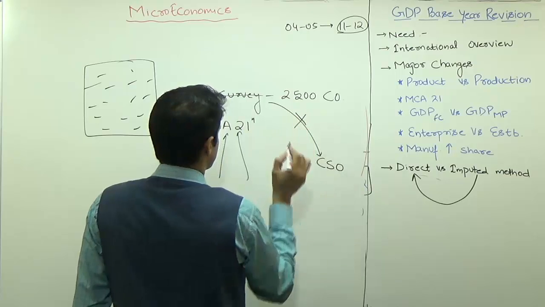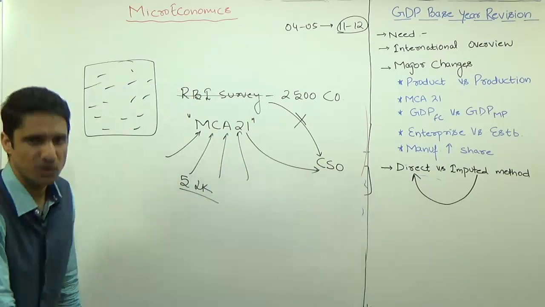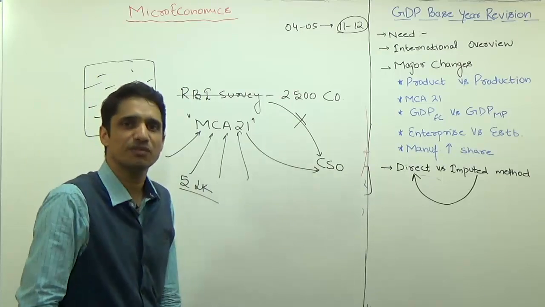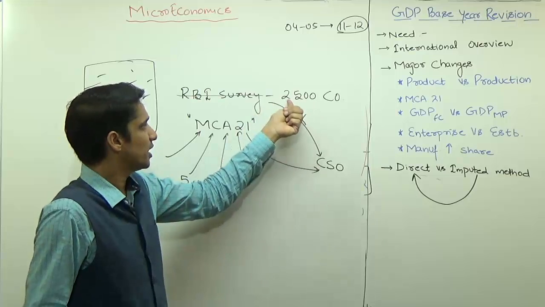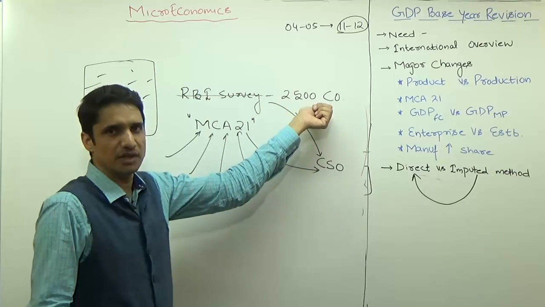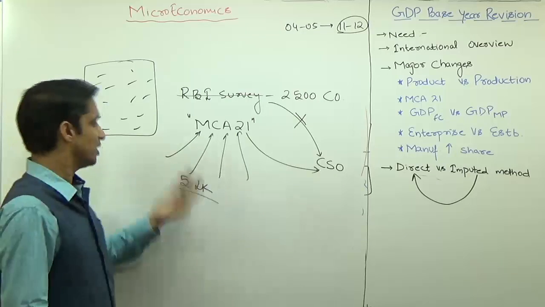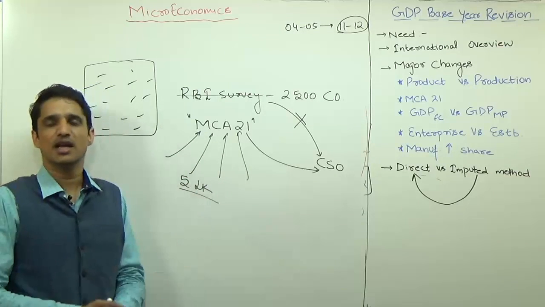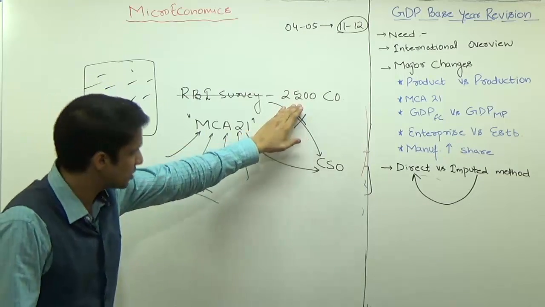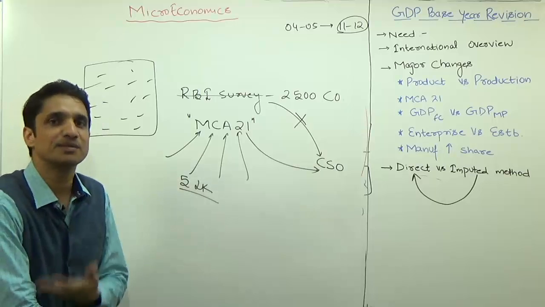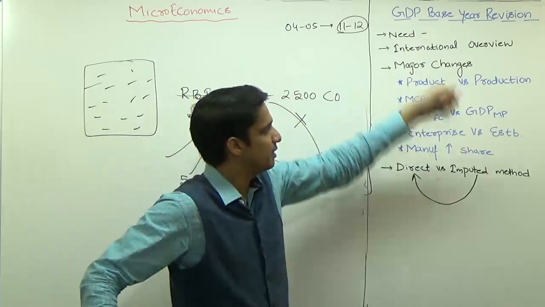So now it has been stopped, and CSO will collect the data from the MCA 21 program of the Ministry of Corporate Affairs. Think about this qualitative shift. Earlier it was dependent on 2,500 companies. Now it is more than 5 lakh companies. So more accurate figure. Of course, the number of companies in India is much more than 5 lakh. But it is a huge shift from 2,500 to 5 lakh companies. So more refinement of the data collection in this GDP base year revision.